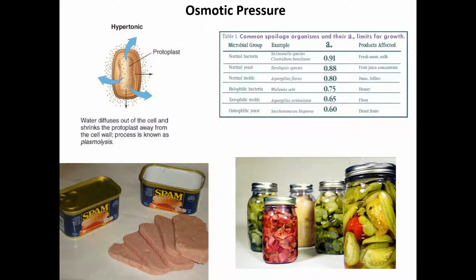Now you can also use salt or other solutes. You can alter the osmotic pressure. So you increase the osmotic pressure of a solution by adding solutes that are soluble in that solution, like salts or sugars or things of that nature. And you basically increase the osmotic pressure on the cell, drawing out moisture from the cell.